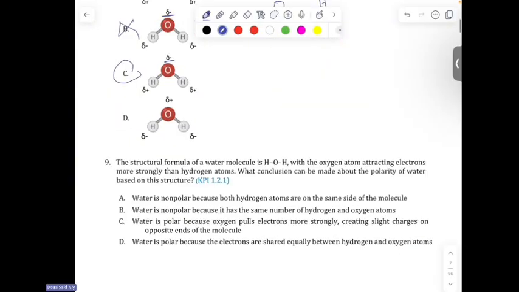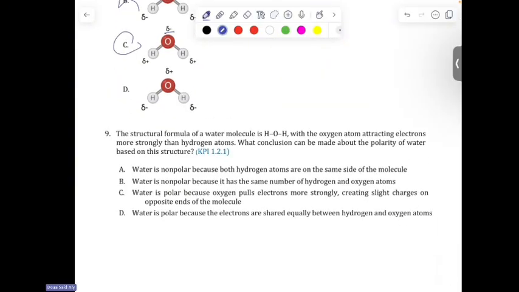Then number 9. The structure formula of water molecule is HOH. It's okay, thank you, and we know it. With the oxygen atom attracting electrons more strongly than hydrogen atoms. It's okay. What conclusion, they are asking about your conclusion, can be made about the polarity of the water based on this structure? Again, for any question with long answer, you must read all of the choices, okay?